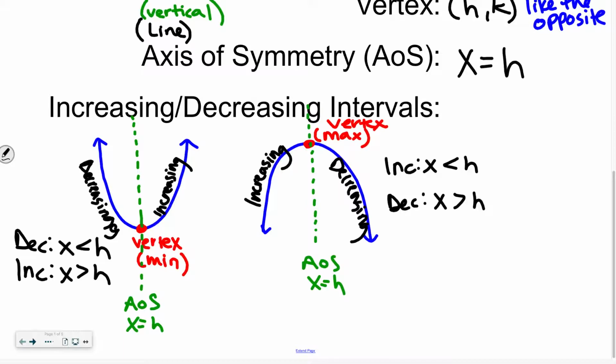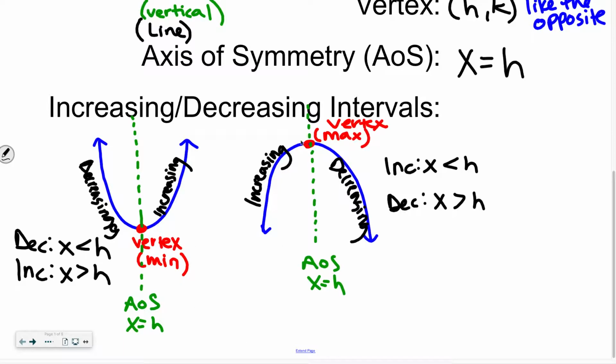Probably the most common mistake that students will make with increasing and decreasing intervals is rather than looking at the x-coordinate, where your axis of symmetry is, your h value, we might start getting fixated on the actual max or min value, so like the y or the k, but we're looking left and right on our graph, where are we increasing and decreasing. So that line for a parabola is always split by the axis of symmetry.